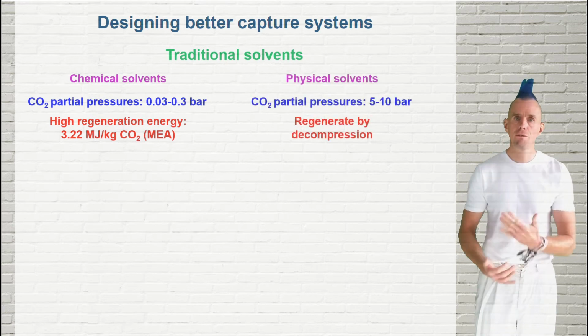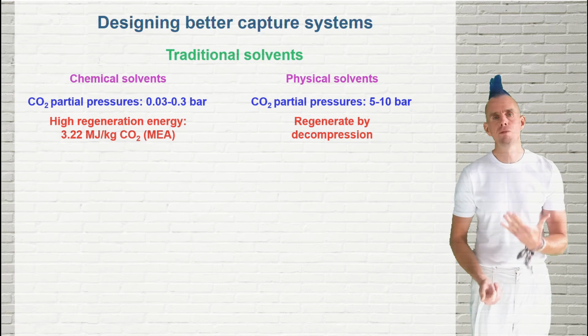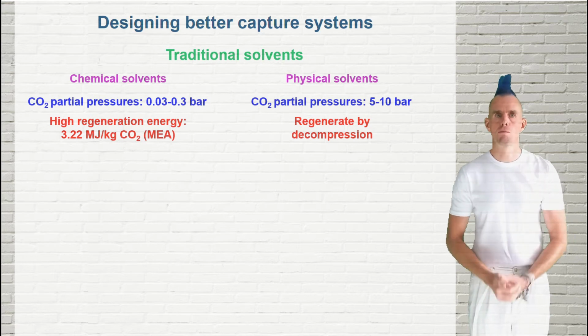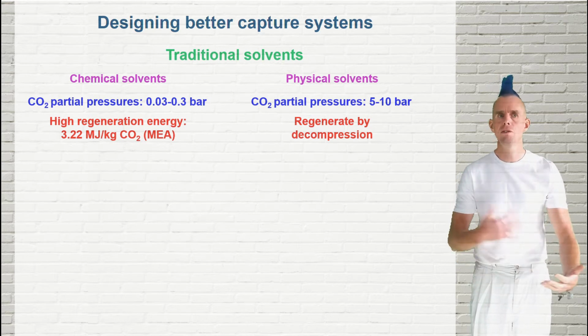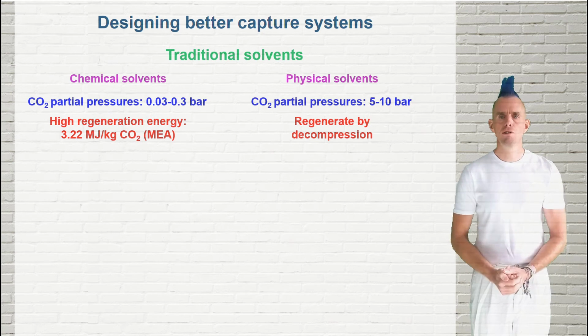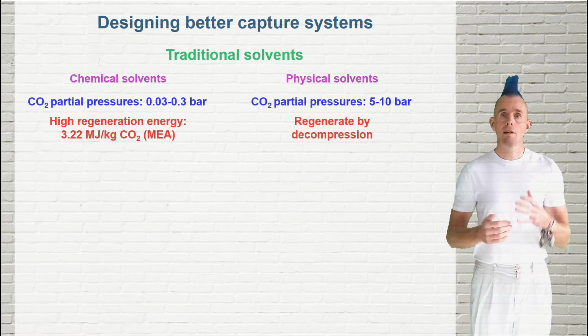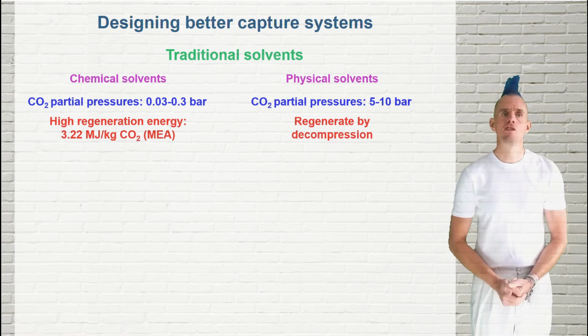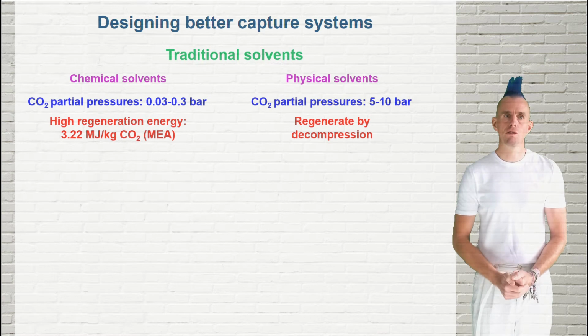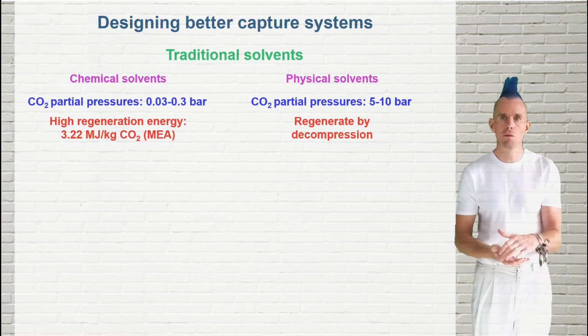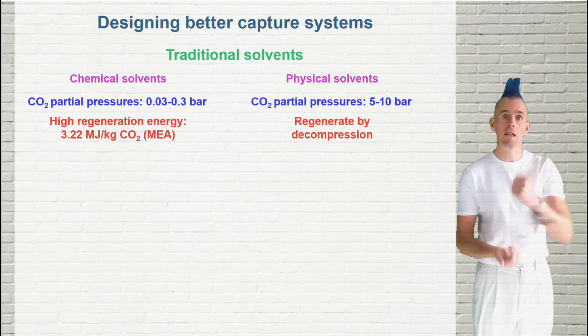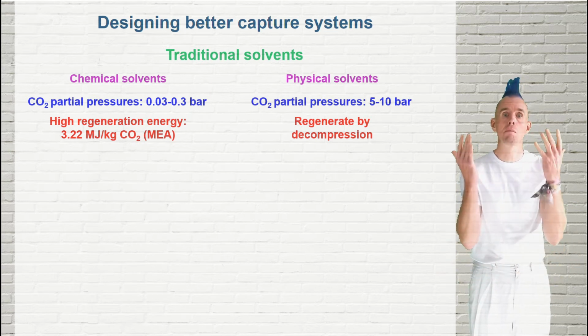There are other solvents. There are physical solvents. Now, physical solvents are very good at capturing high partial pressures of CO2. So between 5 and 10 bar, you can use a physical solvent. For example, Selexol or Rectisol, which is refrigerated methanol. Now, you don't need to put thermal energy in to regenerate physical solvents. You just decompress them. Imagine, if you will, a fizzy drink and taking the lid off. All the carbon dioxide bubbles out.